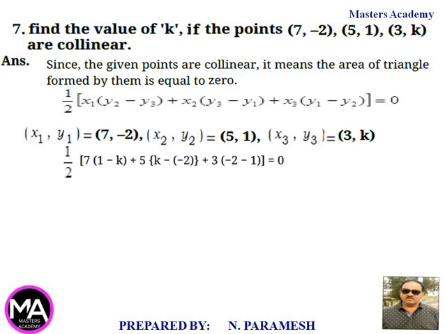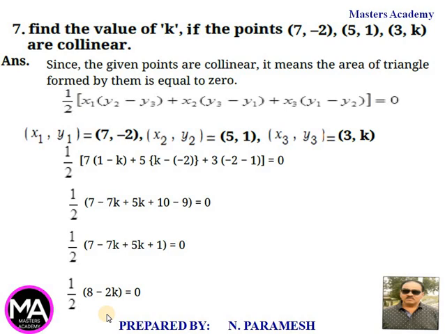Substituting the values in the above formula, 1/2 [7(1 − k) + 5(k − (−2)) + 3(−2 − 1)] = 0. 1/2 [7 − 7k + 5k + 10 − 9] = 0. 1/2 [7 − 7k + 5k + 1] = 0. 1/2 [7 + 1 − 2k] = 0. 1/2 [8 − 2k] = 0. 8 − 2k = 2 × 0 = 0. 2k = 8, so k = 8/2, which implies k = 4.